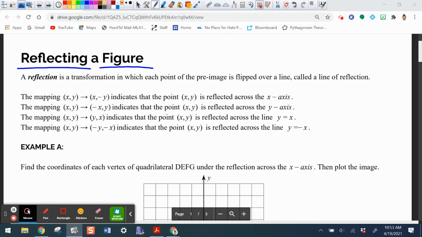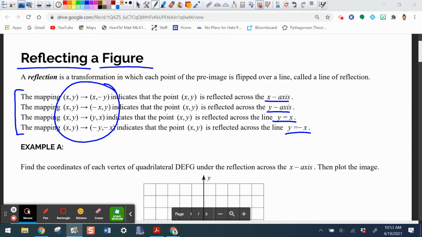So here are several functions that you could use to actually reflect a figure. The most common reflections that we'll perform are over the x-axis and y-axis. The second most common use the line y equals x and y equals negative x. So here are some functions for you to use. If you feel like memorizing, go for it.